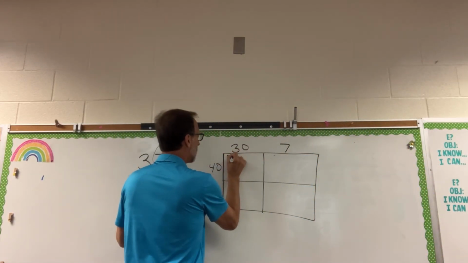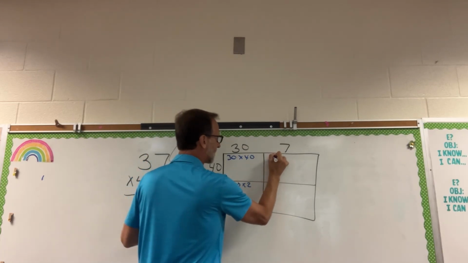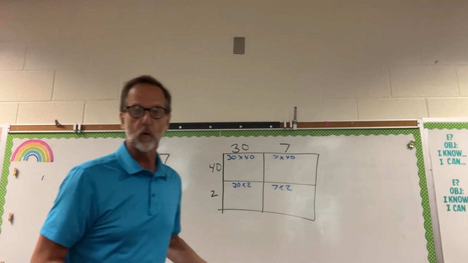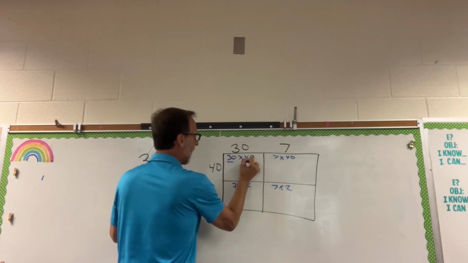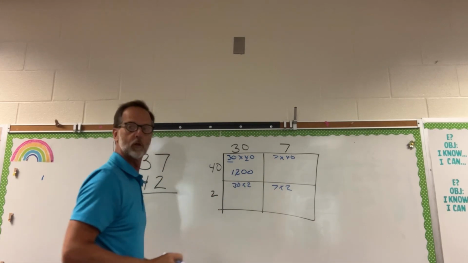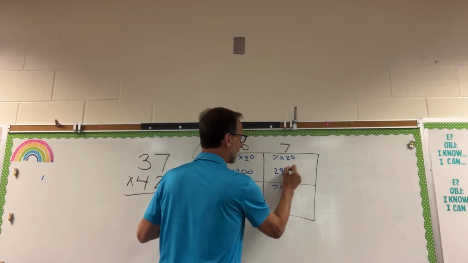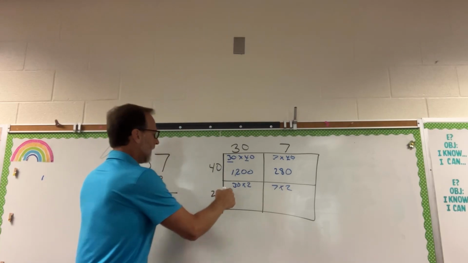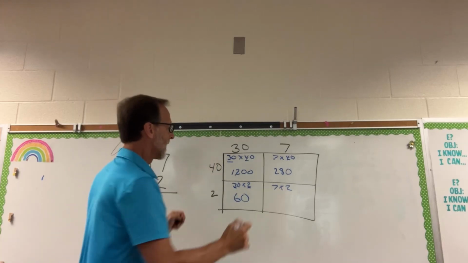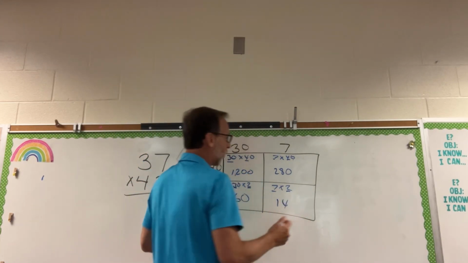You did 30 times 40. You did 30 times 2. You did 7 times 40, and then you did 7 times 2. And then you had to do all that multiplication. So you did 3 times 4, you got 12, and now you had to add your 2 zeros on there, and you got 1,200. You did 7 times 4, and you got 28. You added 1 zero on there, and you got 280. You did 2 times 3, you got 6, put on your 1 zero, and you got 60. And then you did 7 times 2, and you got 14. There was no zero to add, so that was 14.